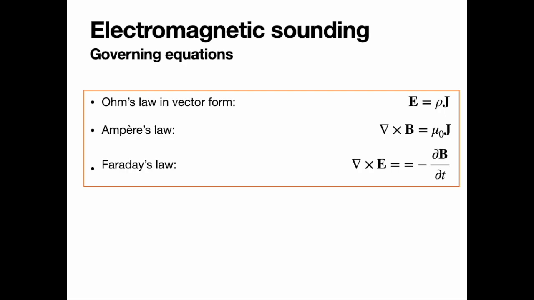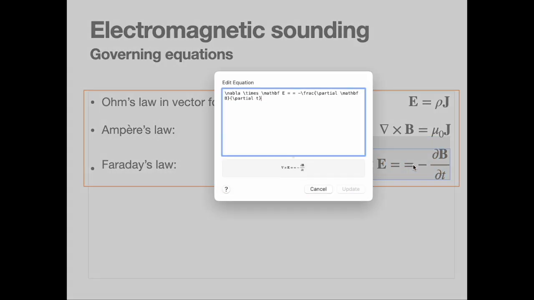So that's a summary now of the equations we will need to further discuss electromagnetic soundings. There is Ohm's law in vector form, E is equal rho J. There is Ampere's law, curl of B equal mu 0 J, and there's Faraday's law, curl of E is equal minus dB dt.